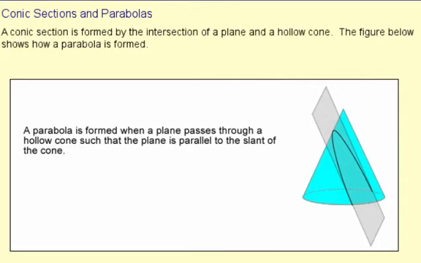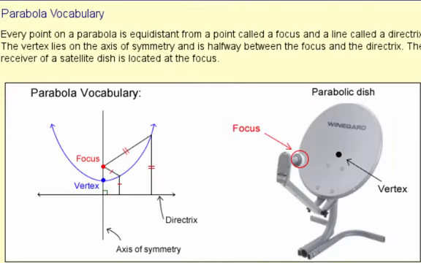So the big picture for this lesson is parabolas as conic sections. A parabola is formed when a plane passes through a hollow cone so that the plane is parallel to the slant of the cone, as you can see there. Every point on a parabola is equidistant from a point called the focus and a line called the directrix. The vertex lies on the axis of symmetry and is halfway between the focus and the directrix.